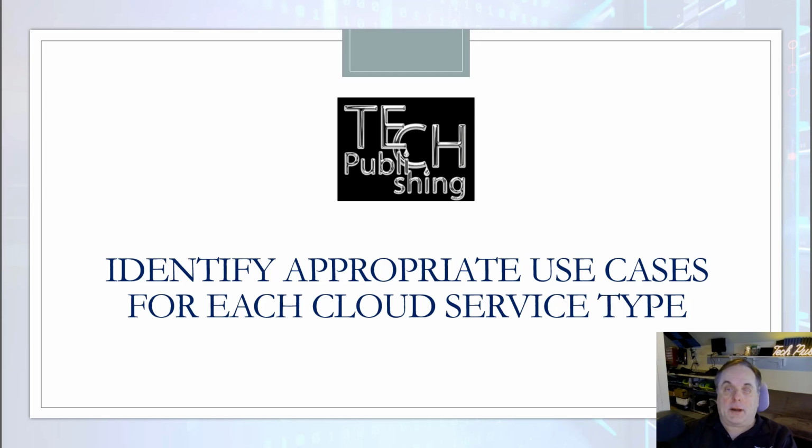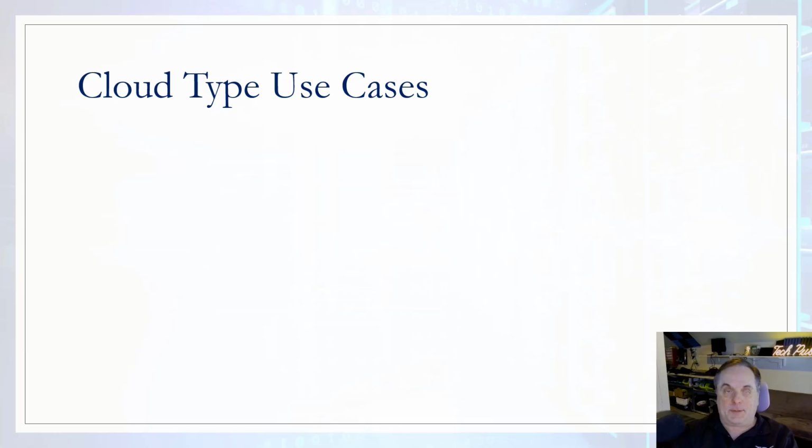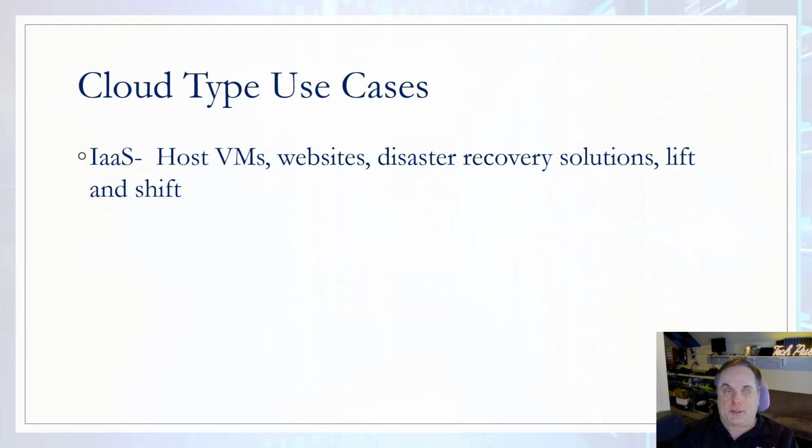In the previous video, I showed you the various different cloud service types, but I didn't give you an example of how and why you would use them for certain types of cases. So, cloud type use cases. You've got hosting virtual machines, websites, disaster recovery solutions, lift and shift. These are all parts of infrastructure as a service.